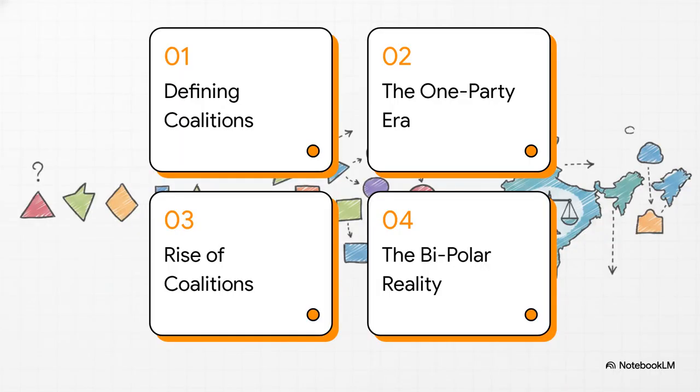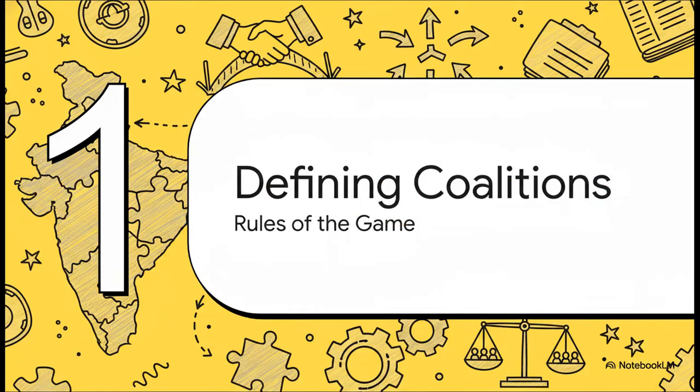Here is our roadmap for The Explainer. First, defining coalitions. Second, the one-party era. Third, the rise of coalitions. And finally, number 4, uncovering today's bipolar reality. Okay, Section 1, defining coalition governments and understanding the rules of the game.